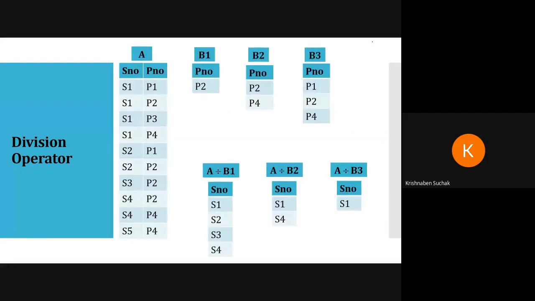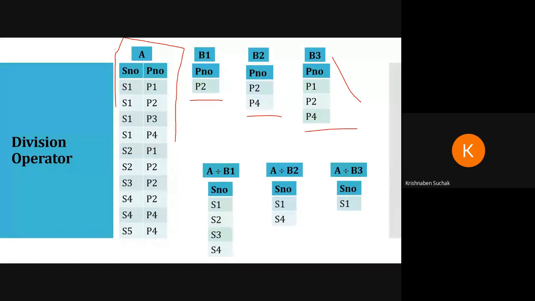Let us check the example. Here you can see I have one record of A. This is the A record. Then I have B1, B2 and B3 records. I have three different records, B1, B2 and B3.